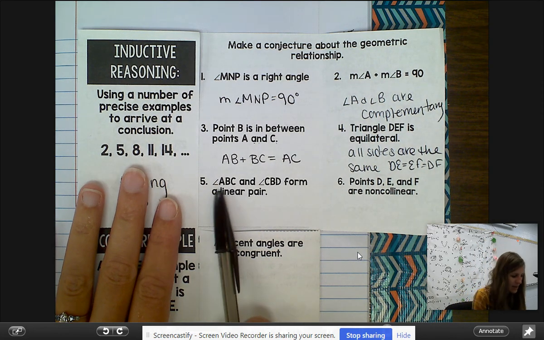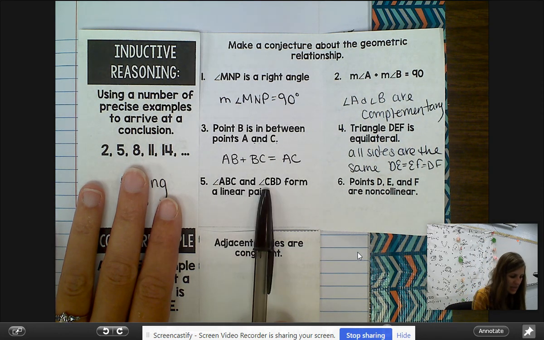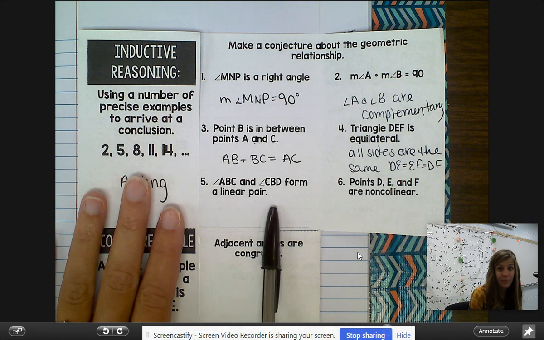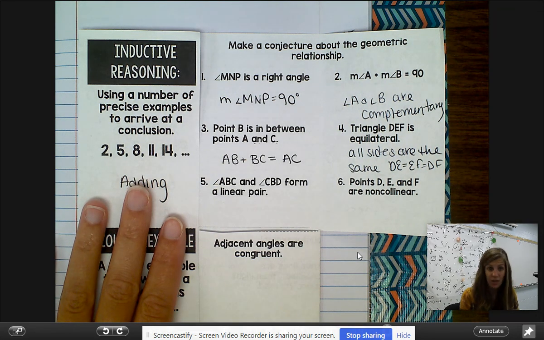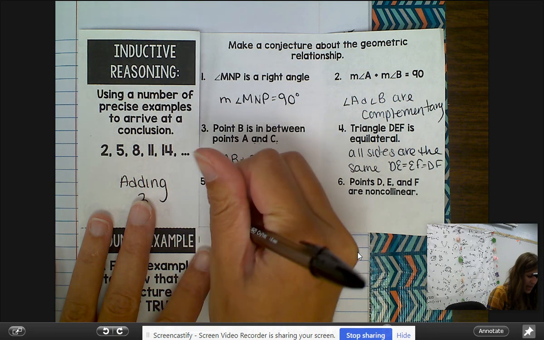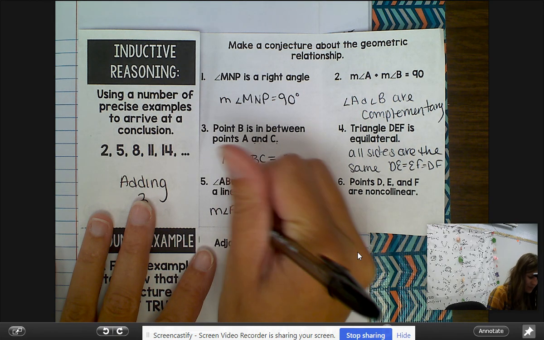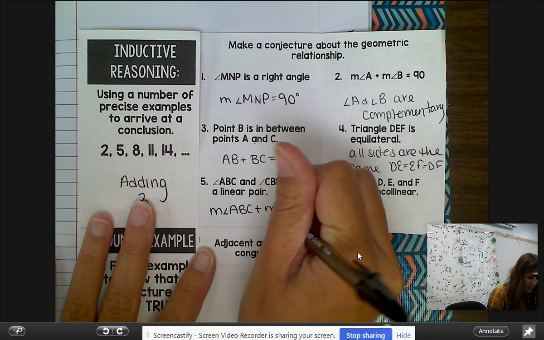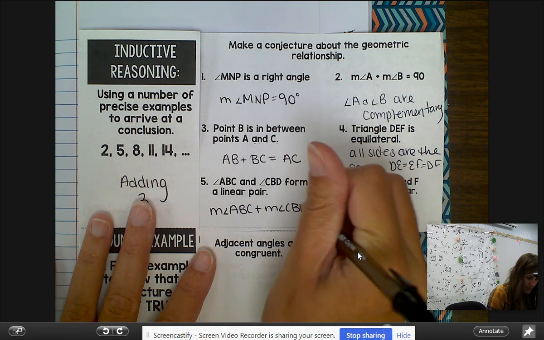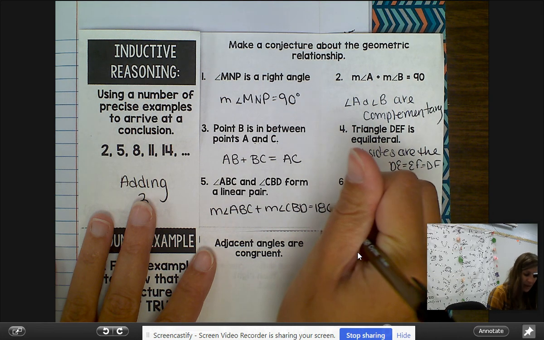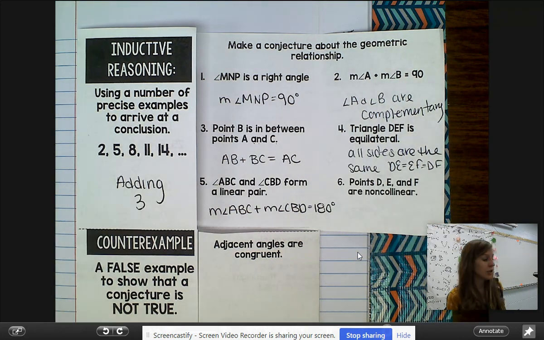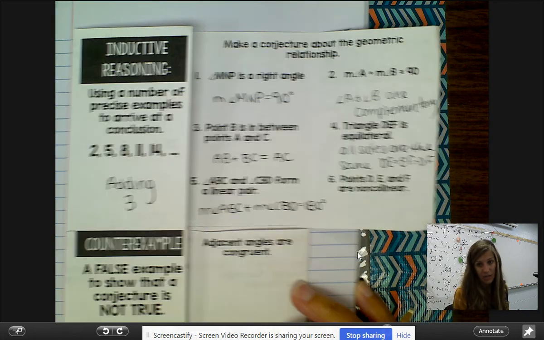Number 5, angle ABC and angle CBD form a linear pair. Well, we understand the definition of a linear pair means that these angles will add up to equal 180. Because if I make a linear pair, then I make a line or a straight angle, and a straight angle is always 180 degrees.